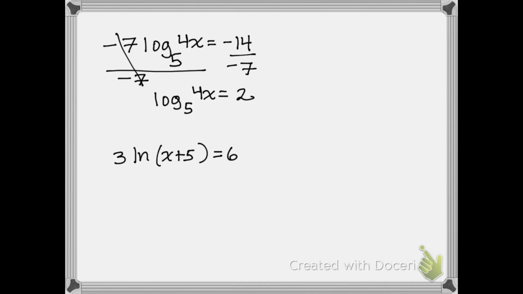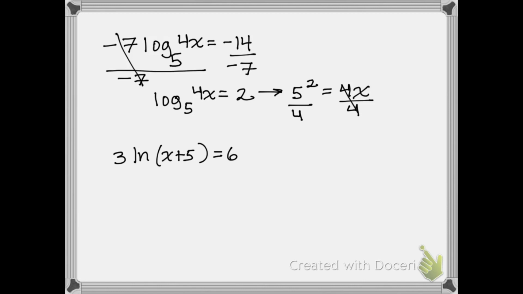Now I can apply the definition of a logarithm: if I have log base a of b equal to 2, then it's going to be true that 5 squared is equal to 4x. And from there, I can easily isolate x, and I'll leave the rest to you. It's just 25 over 4, right?